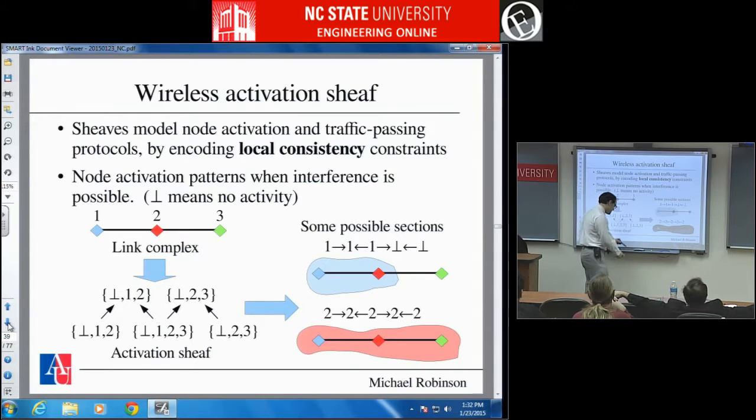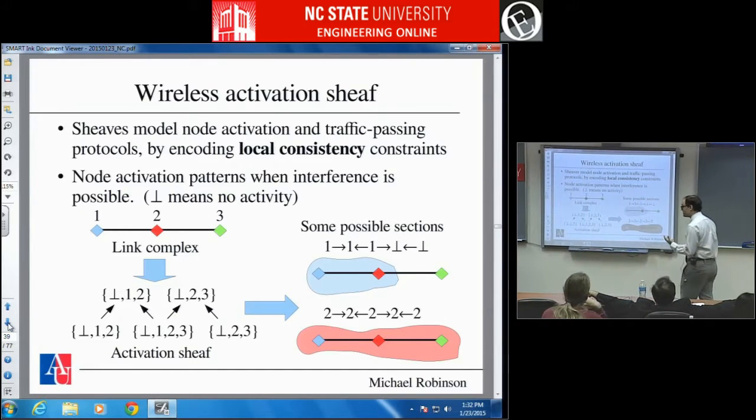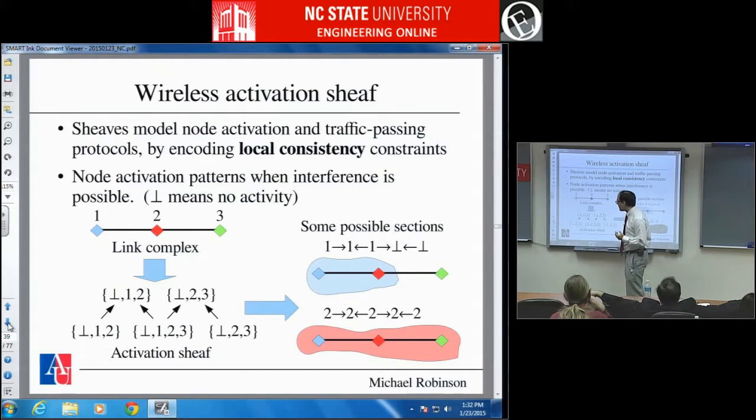Pretty handy. So this means that we can now examine what this activation sheaf, this sheaf is monitoring the media access protocol, what it does. So if this is the link complex, here's the sheaf sort of in brief. I've got nodes 1 and 2 that could transmit here, or it could be idle here at 1, 2, or 3, and here 1 and 3. Well, there are some possible global sections. So one possible global section is that node 1 is transmitting.